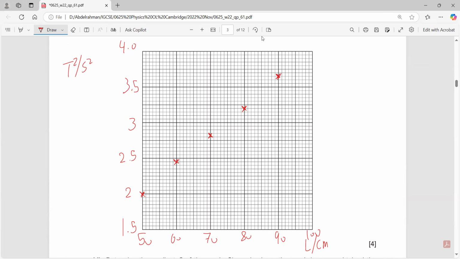Can I draw the line of best fit? Definitely. Let's use a different color, blue. A straight line. This would be an okay line of best fit. We have 1 point below and 1 point above the line. This is definitely a good line of best fit.